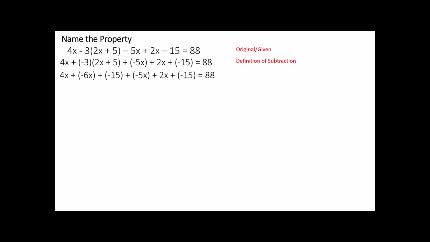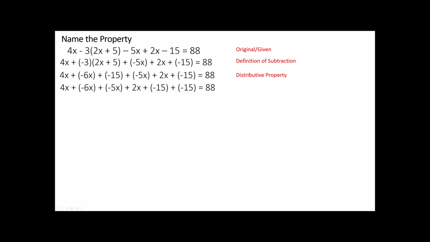Here's one for you. Any idea what I did here? I've taken my -3 and I've distributed it to everything in the parentheses. Any idea what property lets me do that? Distributive property. I'm then going to do this. Any idea what happened there? Look closely, look for the changes that took place.